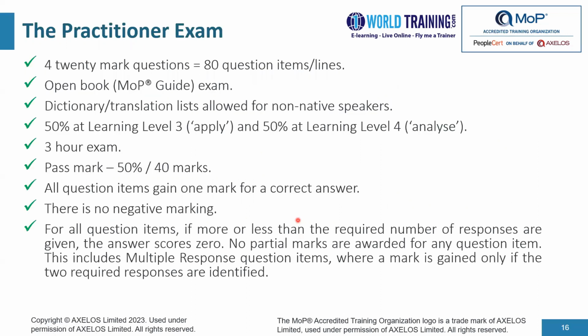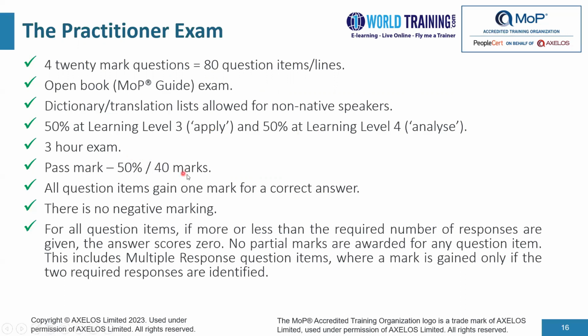So as we looked at earlier on, you would have 4 20-mark questions totaling 80 question items or lines. This would be an open book exam. You could use the official MoP guide. Dictionary translation lists are allowed for non-native speakers. 50% of questions are at learning level 3. In other words, we should be able to apply what we learn. Another 50% at level 4 to analyze. This would be a 3-hour examination.